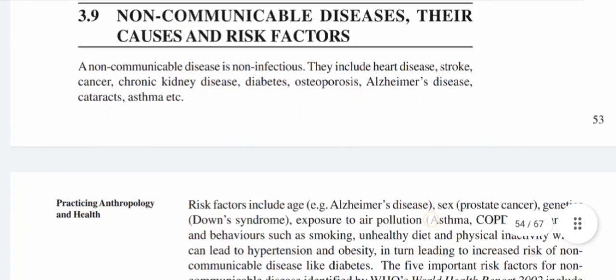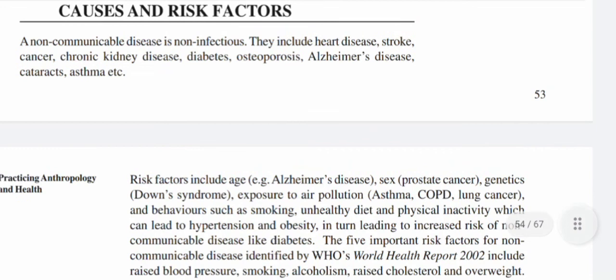Non-communicable diseases, their causation and risk factors. A non-communicable disease is non-infectious. They include heart diseases, stroke, cancers, chronic kidney diseases, diabetes, osteoporosis, Alzheimer's disease, cataracts, asthma, etc. Risk factors include age, for example Alzheimer's disease; sex, prostate cancer; genetics, Down syndrome; exposure to air pollution, asthma, COPD, lung cancer; and behaviors such as smoking, unhealthy diet, and physical inactivity, which can lead to hypertension and obesity, in turn leading to increased risk of non-communicable disease like diabetes.